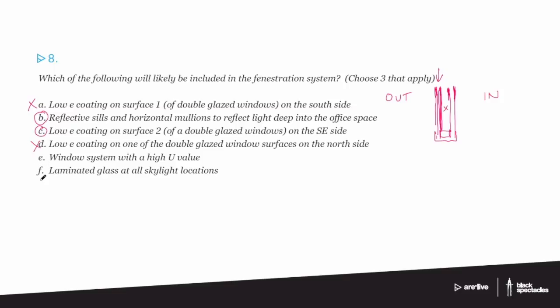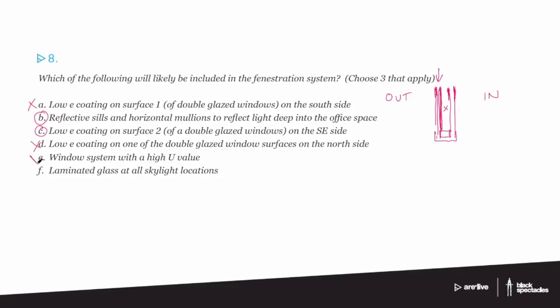And then we have one answer left out of the final 2, window systems with a high U value and laminated glass at all skylight locations. This one is kind of a trick question about high U value. You want a high R value, and a U value is the inverse of that. And when we're talking about windows, we usually use U value, not R value, although you can use either. So in this case, you wouldn't want a window system with a high U value, you'd want a low U value. You'd want a high R value.